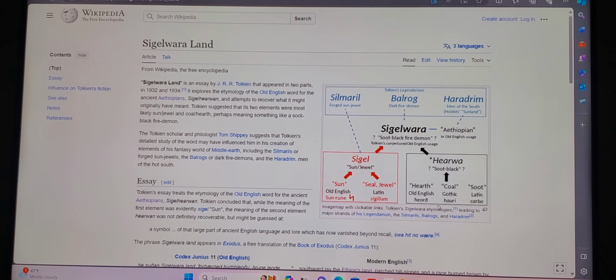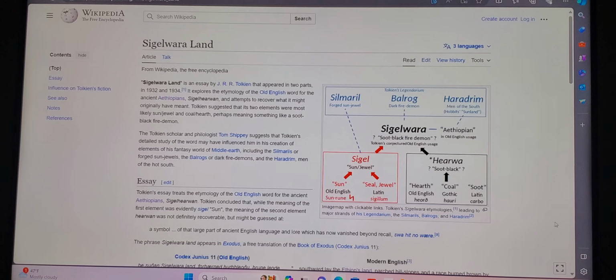It's the Black Sun. You see they have Gothic, but they have it broken down into Hari. Hari is Hor. You know what I'm saying? Horus. You see Soot, you have Carbo. Okay? Soot is Sudan, right?